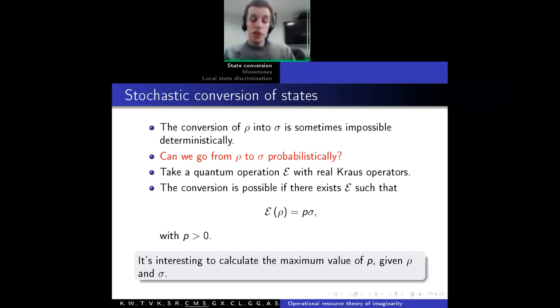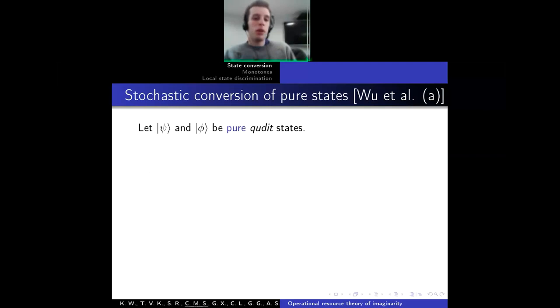So it's interesting to calculate the maximum value for this probabilistic conversion. Why? Because it tells us a lot of information. If this maximum value is one, then the conversion is possible with a quantum channel, which means deterministically. If that maximum value is zero, then the conversion is not possible at all. And if it's something in between, then it means that the conversion is not possible deterministically, but can be achieved probabilistically.